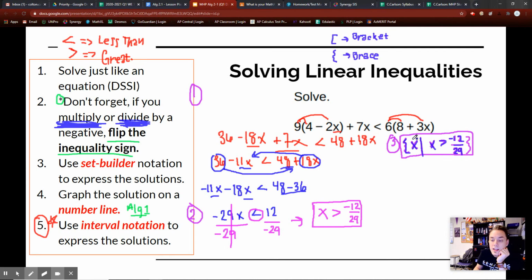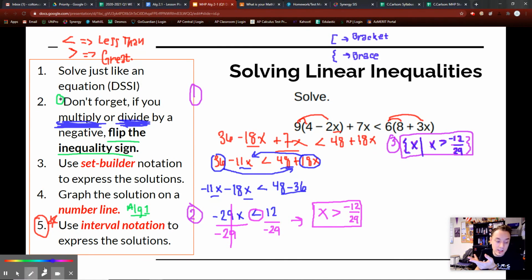I'll do it again. The set of all x, the braces meaning a set builder notation, that's what it means. The set of all x such that x is greater than negative 12 over 29. So that's what it means, okay? Now, what it actually means is you have a variety of solutions.